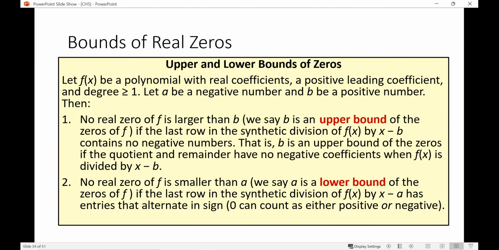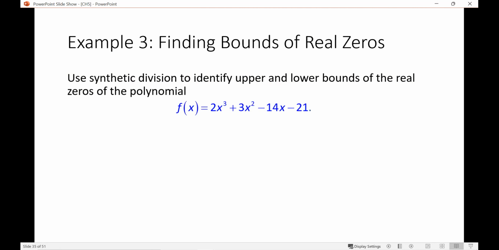If the last row in synthetic division, when we divide by A, has entries that alternate sign, then A is a lower bound. So again, if we divide by a number and the last row is all positives in synthetic division, then it's an upper bound. If we divide by a number and the last row alternates signs, then it is a lower bound to our real zeros. So let's take a second and try to figure out how this is going to work.